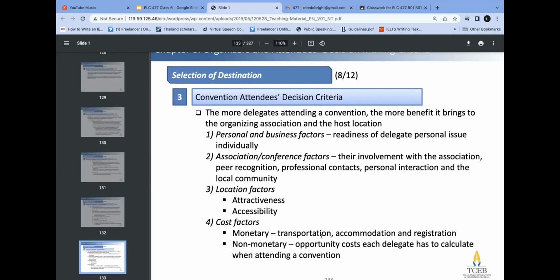Monetary, transportation, traveling by SkyTrain, BTS, things like that, right? Or even accommodation or registration. Non-monetary here, opportunity that participants can calculate when attending a convention, meaning that it might cost their time or not. For example, if they have to travel far away from where they live, it might not cause a problem with money, but in terms of another factor, it must be considered too.